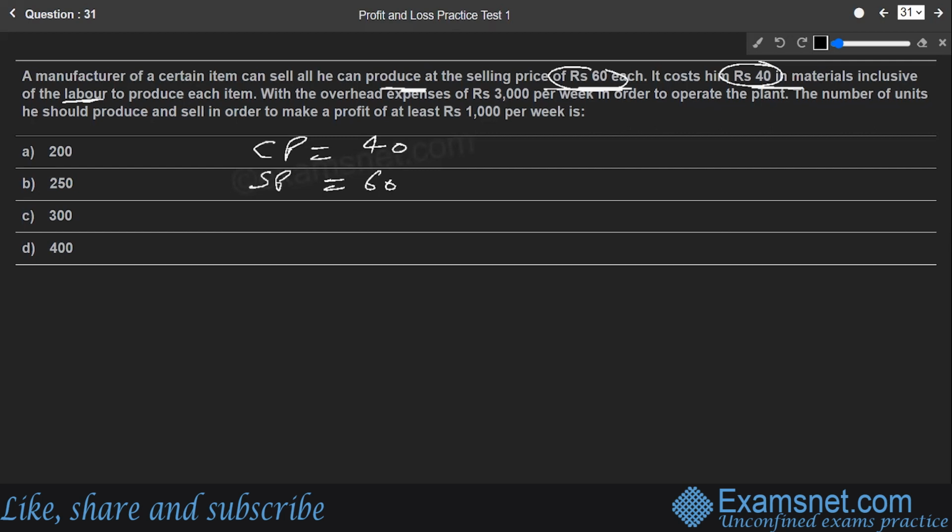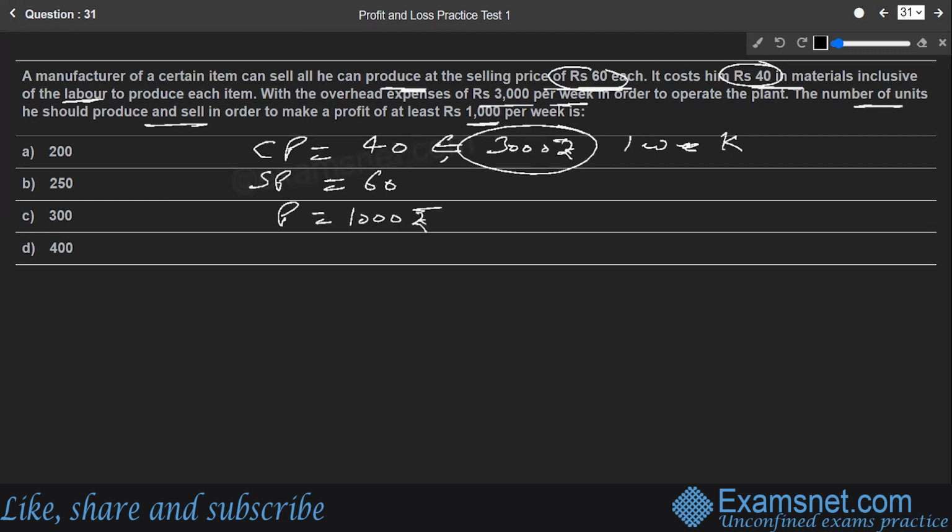Okay, now the labor to produce each of them, with the overhead expense of 3000 rupees per week. So in the cost price there is an extra expense of 3000 rupees also being charged for 1 week. So this will be added to the cost price only because there is an extra expense falling. Okay, 3000 rupees. The number of units he should produce and sell in order to make a profit of at least 1000 rupees per week. So the profit value is given as 1000 rupees for a week.